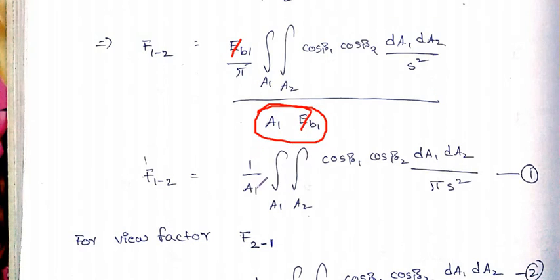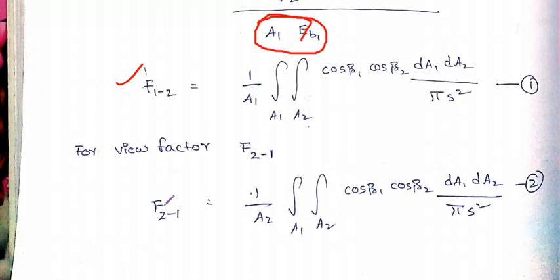and so it leaves 1 by A1, integral A1 integral A2, cos beta 1 cos beta 2 dA1 dA2 by pi into S square. This pi goes into the denominator, so we have pi into S square. Let it be equation 1. This is the expression for the view factor between the surfaces 1 and 2 when the surface 1 is emitting the radiation and that radiation strikes the surface 2.